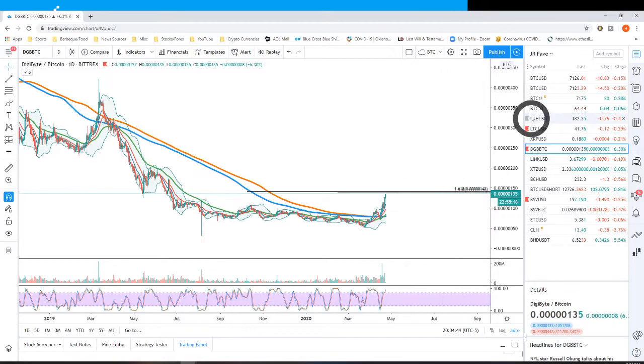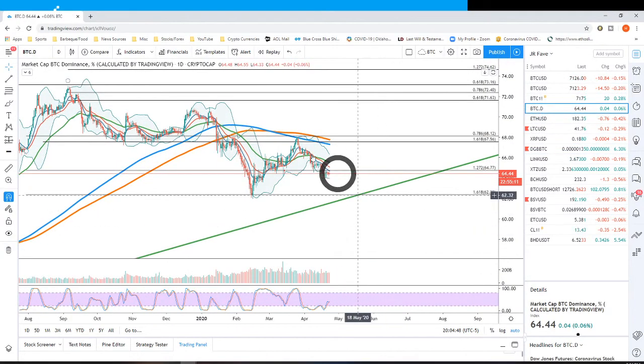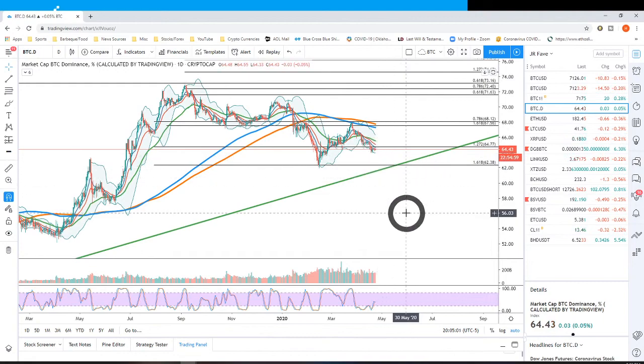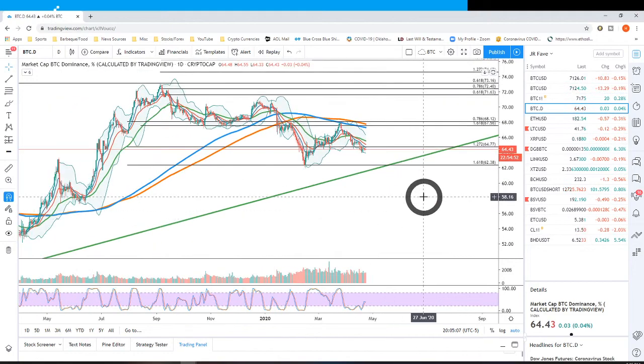Anything else we need to look at? I haven't looked at a dominance chart. Oh, yeah. This is good for alts, right? Dominance chart just kind of coming right back down to this, trying to get back to that trend line. Still kind of holding that area. Yeah. That actually is going to help alts for a while, you would think.